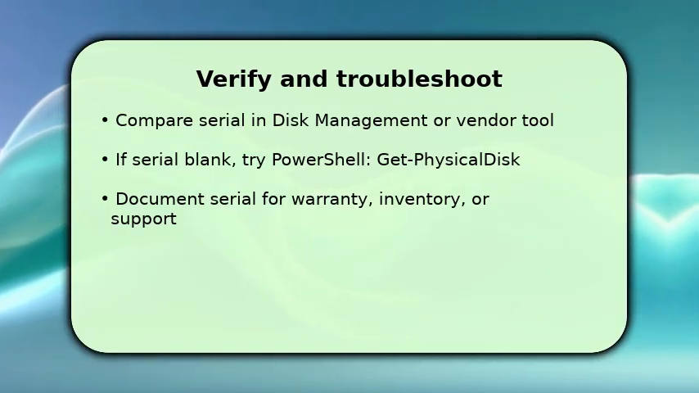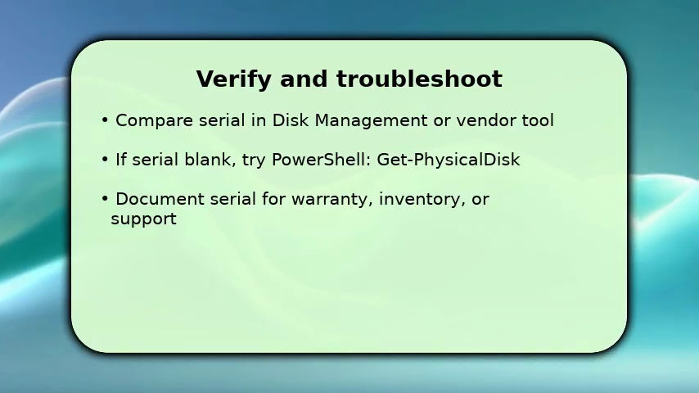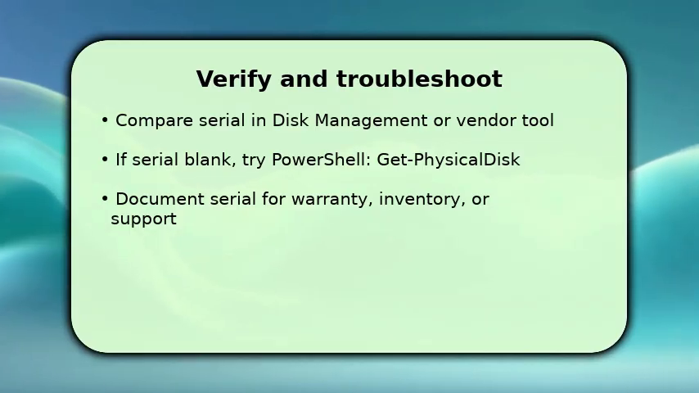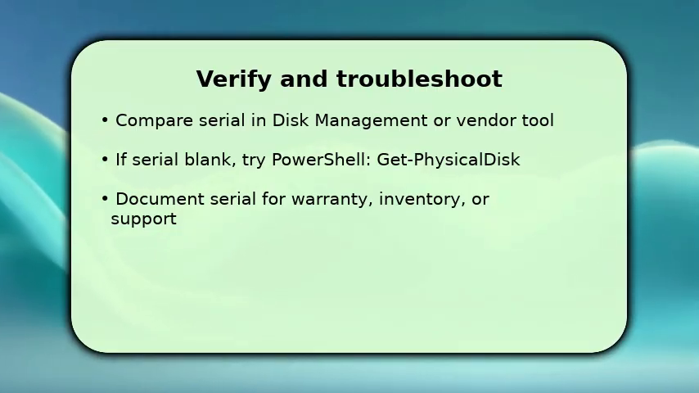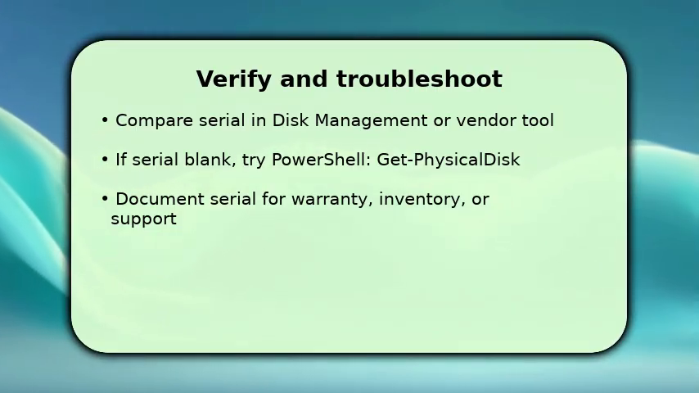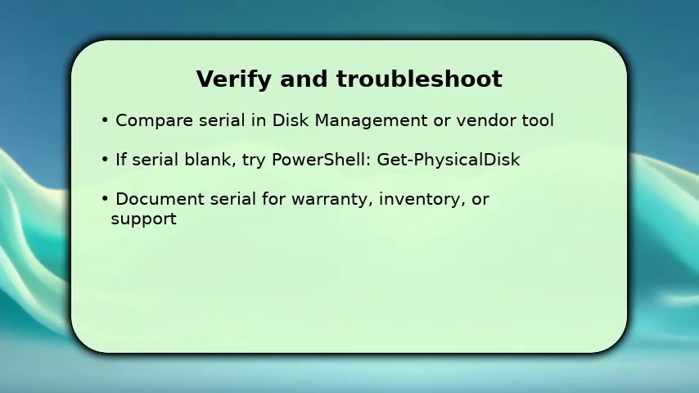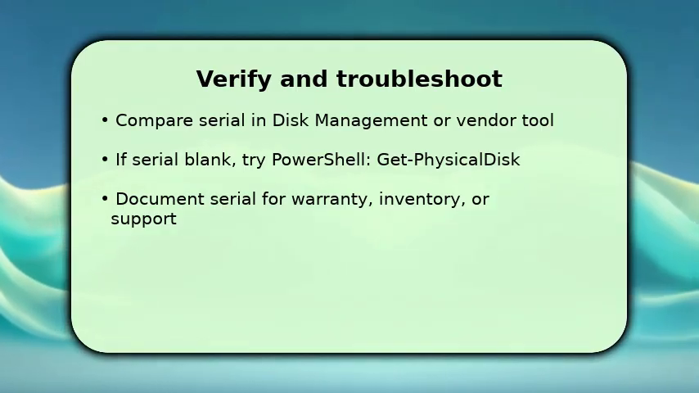If wmic returns a blank or generic serial, switch to PowerShell. Run Get-PhysicalDisk | Format-List FriendlyName, SerialNumber to attempt another hardware-level read. Make sure to record the serial exactly for warranty or support. If problems persist, update storage controller drivers and retry. Outdated drivers often block accurate serial reporting.